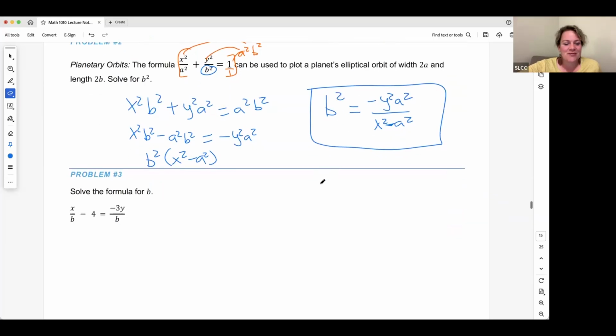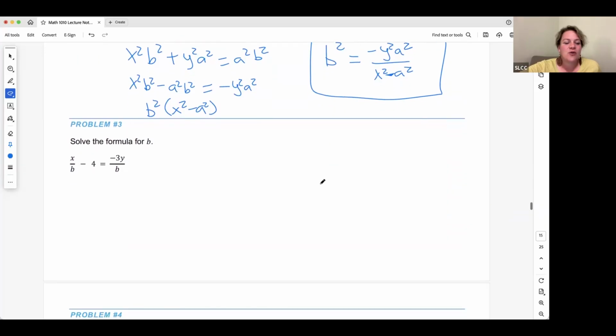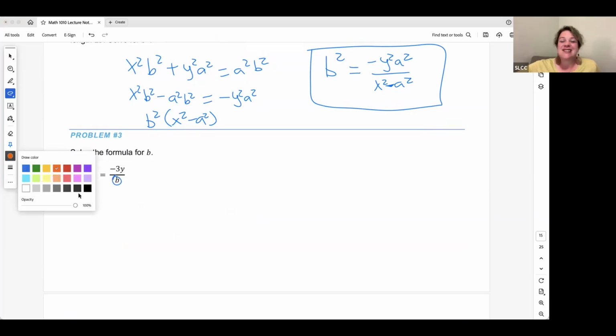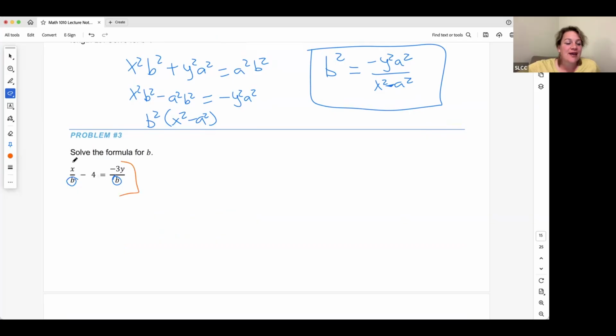Let's continue with problem number 3. Solve the formula for b. Once again, I see b twice in this denominator. So let's clean up those fractions by multiplying everything by the lowest common denominator. Notice 4 is over 1, and the lowest common denominator is b. I multiply through all 3 terms, and the b's divide, so x minus 4b equals negative 3y.